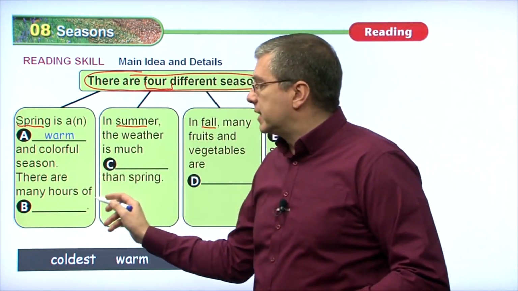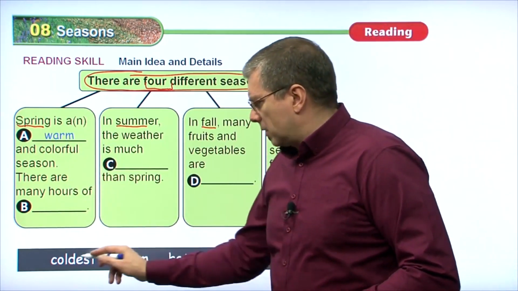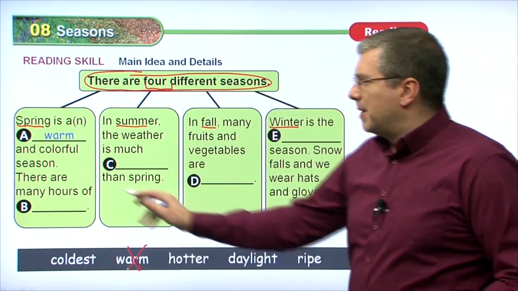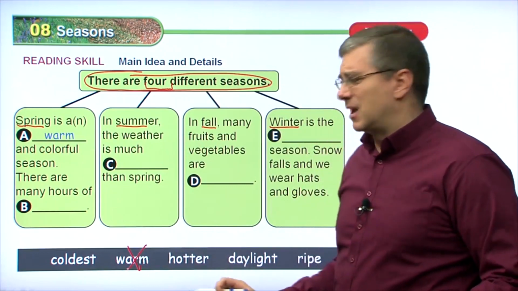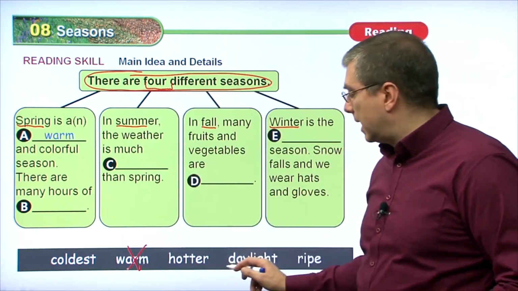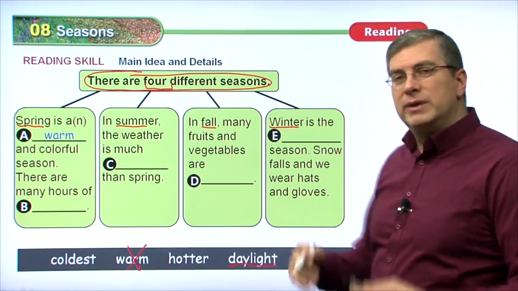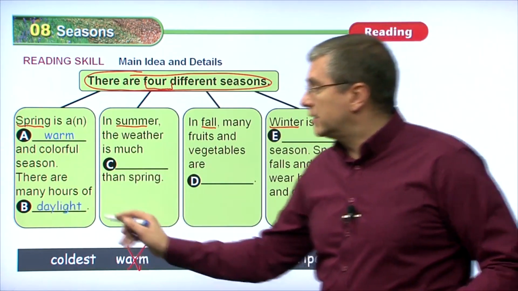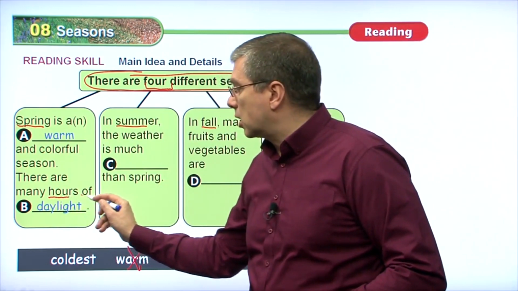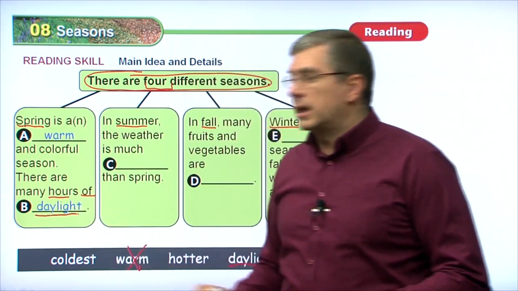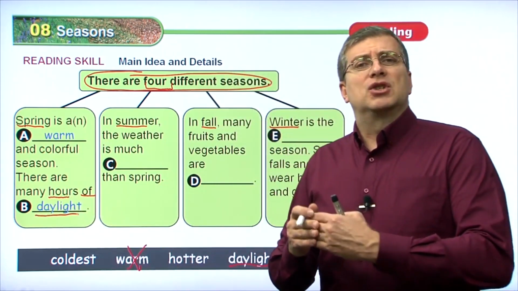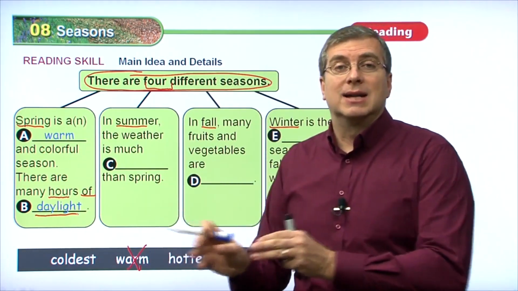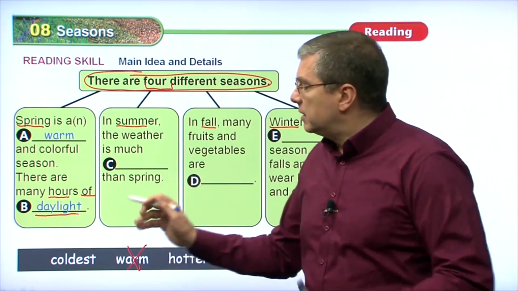It's becoming warm again after the cold winter. There are many hours of what? Many hours of coldest? No. Warm we already talked about, so we don't have to worry about that. Many hours of hotter? That doesn't sound right. Many hours of daylight? That's it. Remember, we talked about that before. Hours of daylight. And by the way, that's a good expression to remember, a good grouping. When we're talking about how much daylight is there in a day, we're talking about hours of daylight. It's an important thing.